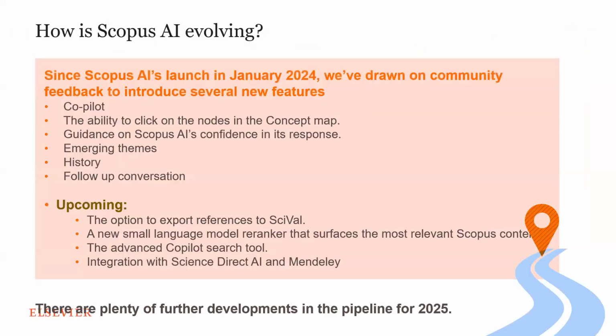If we look at what's coming in terms of Scopus AI, there is the option to export references to Cybele. Cybele is an analytical tool. This is something that we're working on at the moment. We also have a new small language model re-ranker that surfaces the most relevant Scopus content, focusing on more recent references.